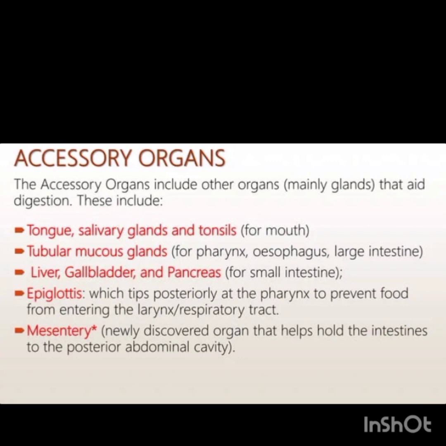And the next part is the mesentery. Mesentery is a newly discovered part which is helping all the intestines, that means large intestine, small intestine, and even the stomach. This mesentery helps all these organs attach to the posterior abdominal cavity. Posterior abdominal cavity is nothing but the back side. Anterior means front side, but on the back side our abdominal organs like intestines are attached by the help of the mesentery.